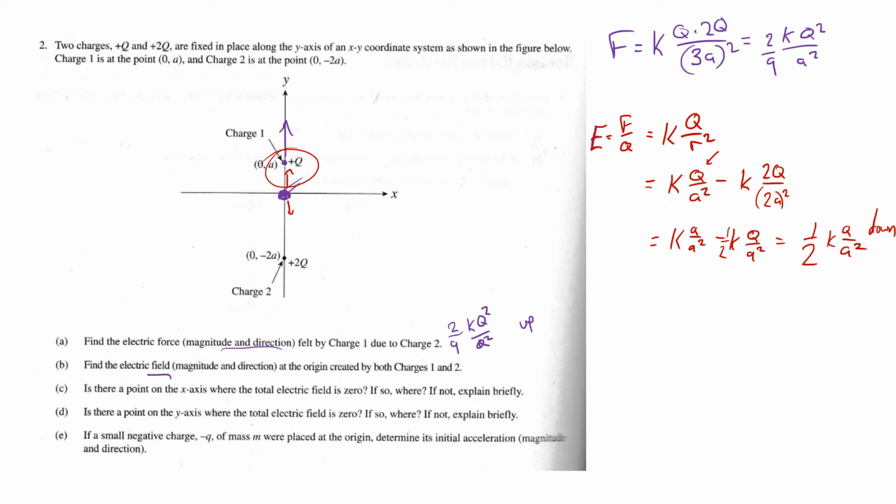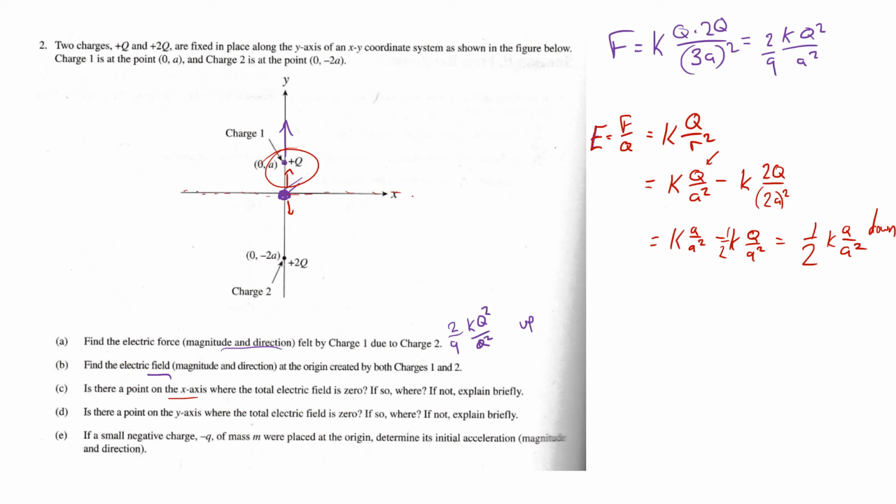So is there a point on the x-axis where the total electric field is equal to 0? If so, where? If not, explain briefly. Well, these guys are repelling each other, right? So is there going to be a point on the x where they cancel out?